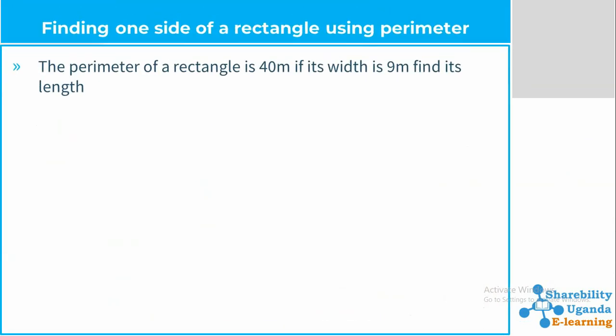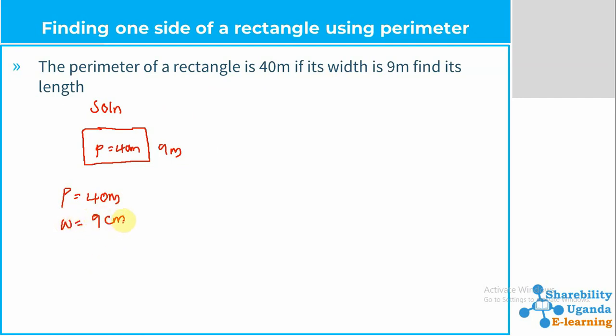So let's also look at another number which is given, and also here they are telling us that there is a rectangle. Okay, this is our rectangle. Let's draw our rectangle here, and they are saying our perimeter is going to be equal to 40 meters. Then we have our width is 9 meters. So our perimeter is equal to 40 meters. Width is equal to 9 centimeters. Okay, this is in meters.